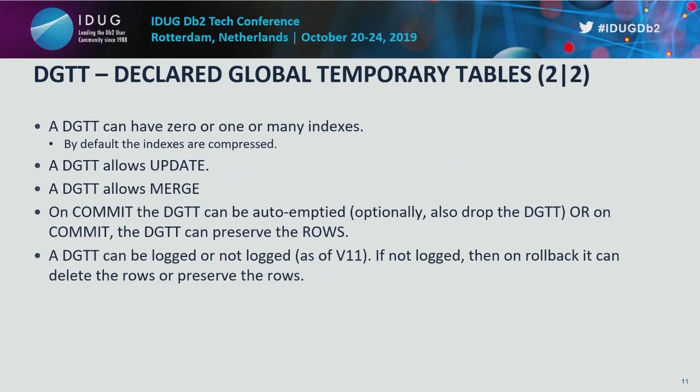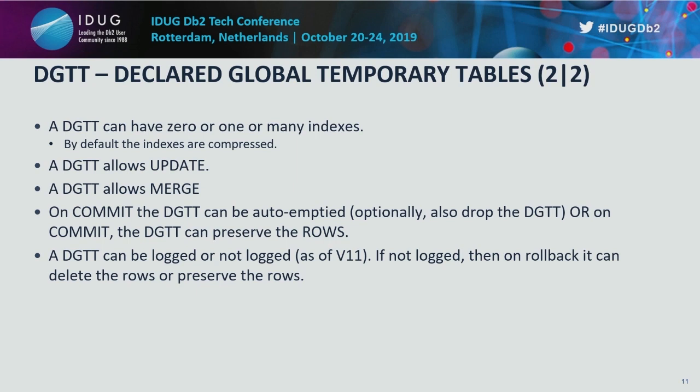Interestingly, a DGTT can have zero, one, or many indexes. Interestingly, by default the indexes are compressed. A DGTT allows update and it allows merge. So that's an important difference from created temporary tables. And on commit, the DGTT can be auto-emptied. Optionally, on commit, you can automatically drop it.